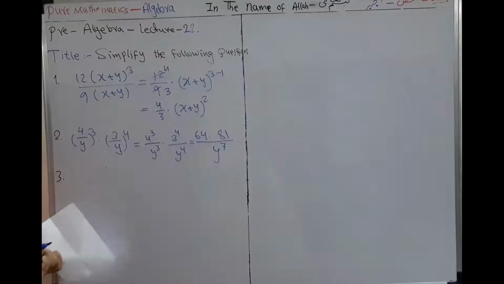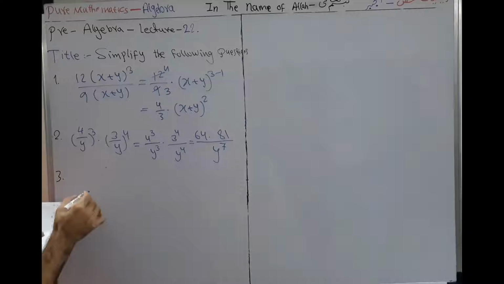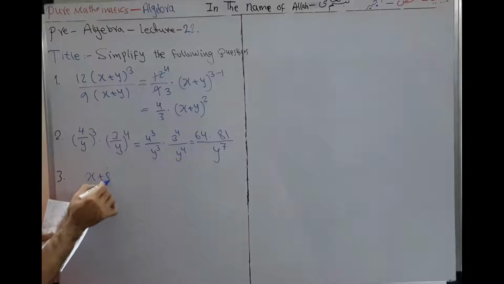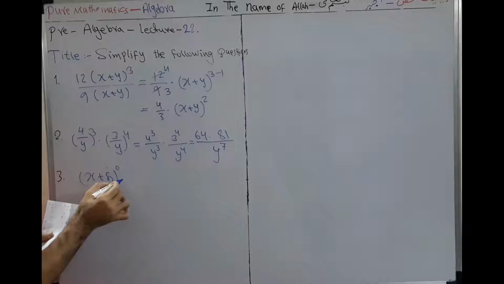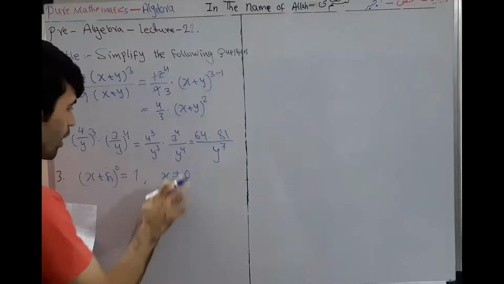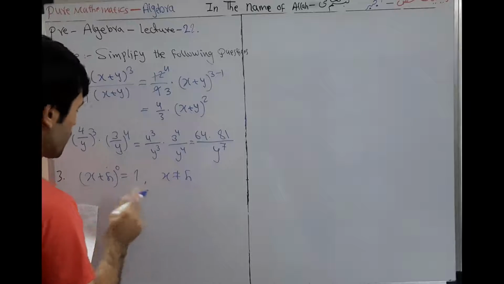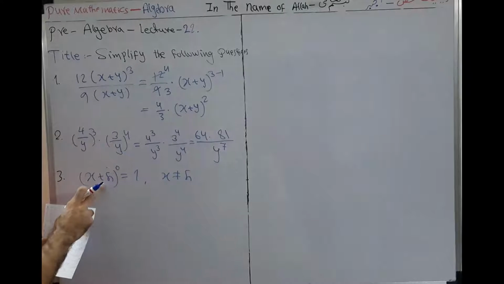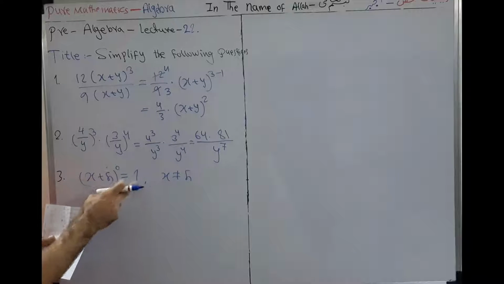Number 3. We have (x plus y minus 5) to the power 0, it is equal to 1 if x is not equal to 5. Every number to the power 0 is equal to 1.